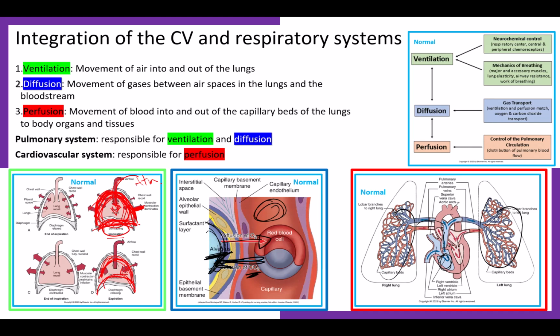And so you've got this perfusion that's driven by the cardiovascular system through the heart acting as a pump and through the blood vessels in the pulmonary circulation. And then ventilation and diffusion is driven by the pulmonary system. So what we have here is a system of ventilation, air coming in and out of the lungs, and it needs to be matched by the amount of blood that goes into the pulmonary system. And so this matching is called the VQ ratio.